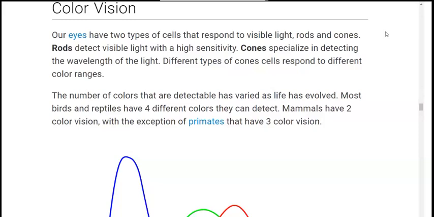Now cone cells specialize in detecting the wavelengths of light, and the color of light is basically categorized by wavelength. So cone cells are responsible for sensitivity to color, and different types of cone cells respond to different color ranges. Our eyes have different types of cone cells. One is responsible for red, and the others for violet, green and blue.